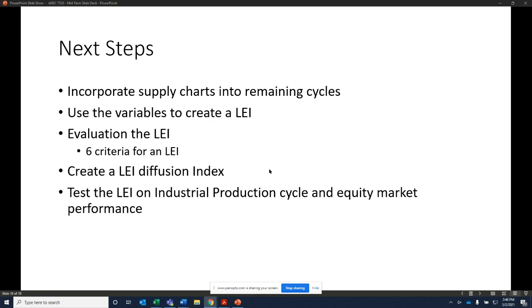Then we'll use those variables to create a leading index, evaluate the leading index based upon the criteria that we've looked at, the 6 main criteria, and also create a diffusion index, because I think that's important given that we're looking at multiple cycles here. As I mentioned before, it's important to understand how well all the cycles line up with one another, in terms of the strength of the signal going forward, and then use that framework to backtest how this would have worked in predicting not just industrial production, but also equity market performance. So that's where I stand right now within the project.